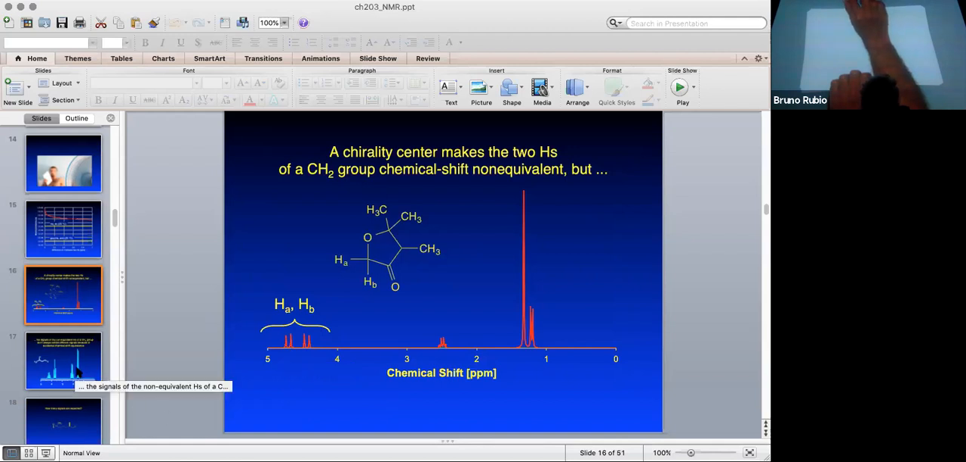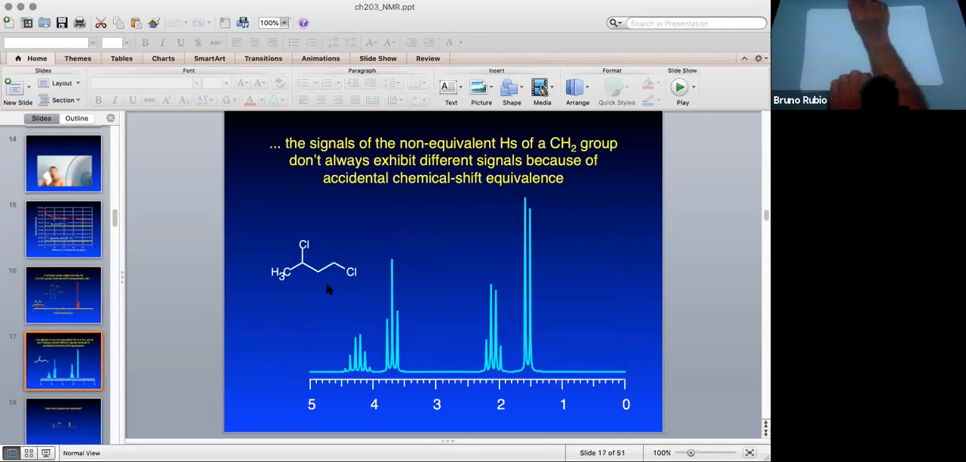But if you look at this next example here, see there's a chirality center. This is 1,3-dichlorobutane. Carbon 3 is a chirality center. So I'm supposed to get 1, 2, 3, 4, 5, 6 signals, but I don't see 6 signals. I only see 4 signals. So this envelope here, that's 1 signal. This envelope here is another signal. There's another one, 3. I see 4 signals. Why is that?